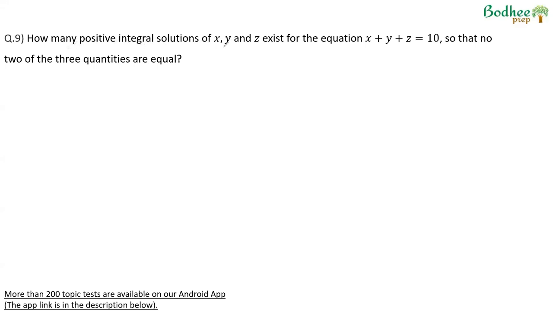How many positive integer solutions xyz exist for the equation x plus y plus z is equal to 10, so that no two of the three quantities are equal? No two equal. So all of them have to be different because all three cannot be equal. All of the values have to be different for x plus y plus z is equal to 10.